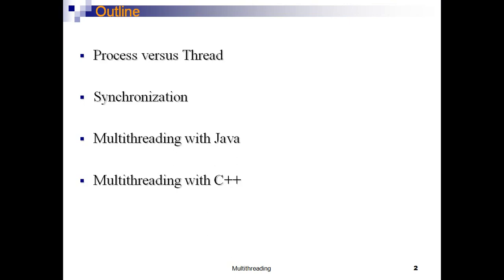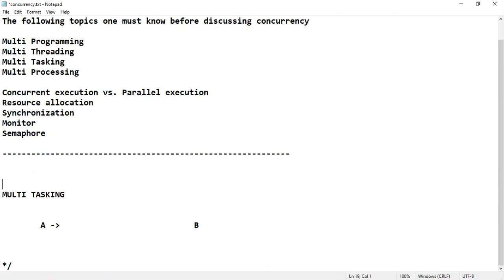So to this end, we'll see the concepts: process versus thread, synchronization, multi-threading with Java programming, and multi-threading with C++. Let us now start with the discussion of multitasking. To understand multitasking, let's go for a simple example.